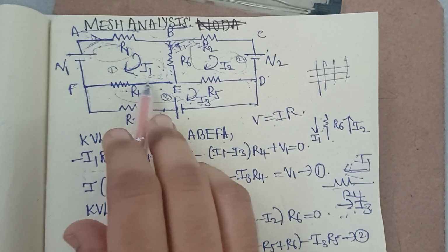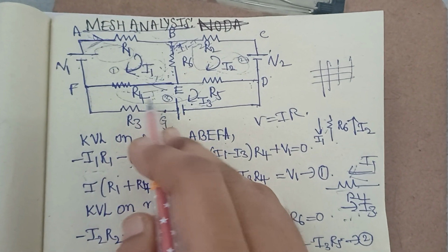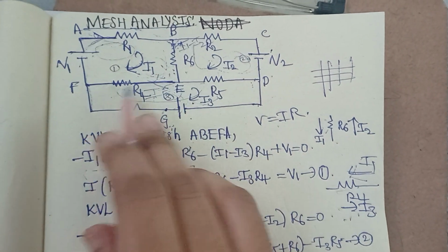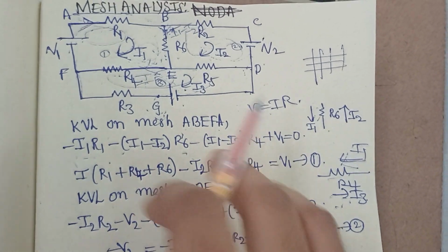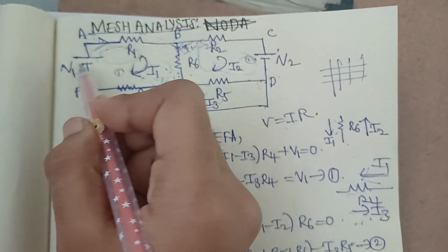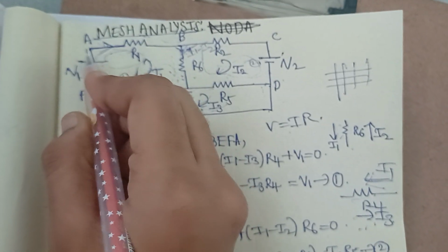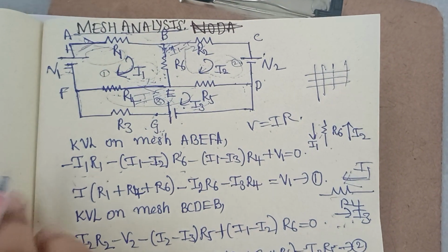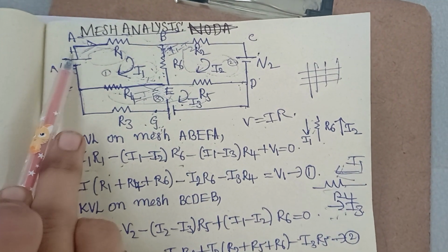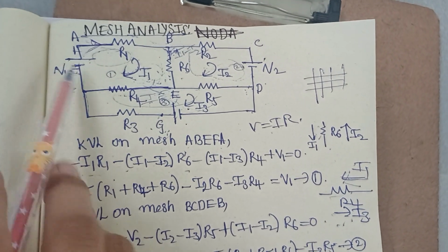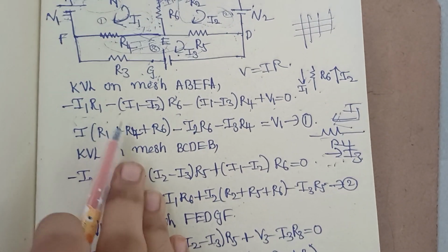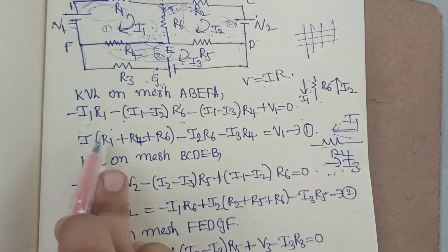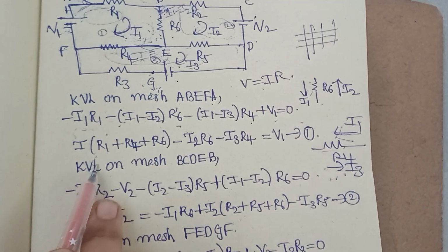Now your current through this R4 is I1 minus I3, and again since we are moving from positive to negative, it will be minus (I1 minus I3) into R4. Since here we are moving, this short one is the negative terminal of a battery and this long one is the positive terminal of a battery, and since we are moving from negative to positive, it will be positive according to this sign convention. So plus V1 is equal to 0.